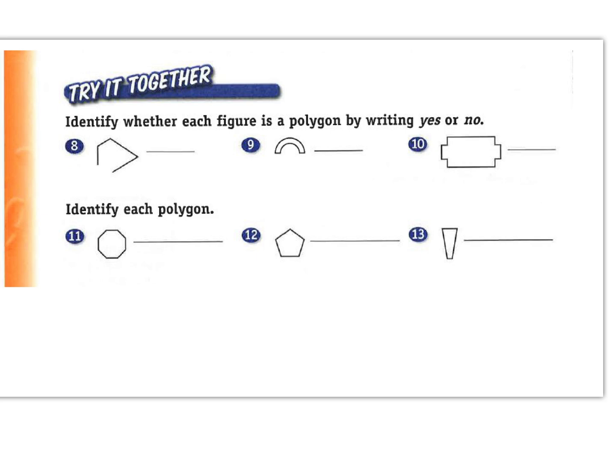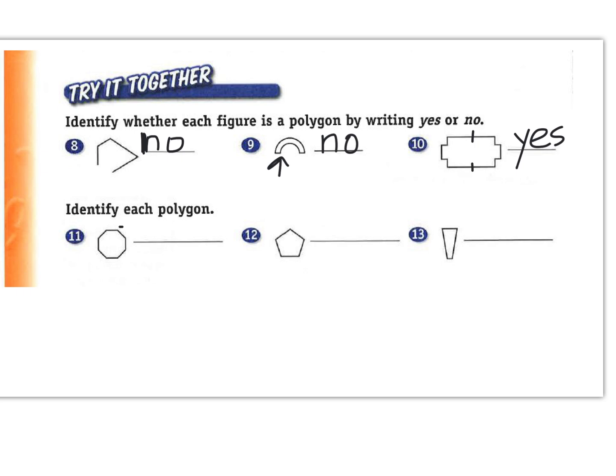This says, identify whether each figure is a polygon by writing yes or no. If we look at number 8, is this a polygon? No, because it does not finish the shape. It's not a closed plane figure, so this is a no. If we look at number 9, we can see immediately, are those all straight sides in number 9? No, so not a polygon. If we look here at number 10, are these all straight sides? Yeah, there's a lot of sides, but they're all straight, so that's a yes.